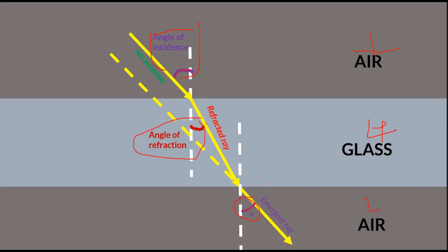But there is an exception when the lower density is not parallel to the higher density. And this all happens in a prism. That's all we are going to learn, refraction through prism. So let's learn what is a prism.